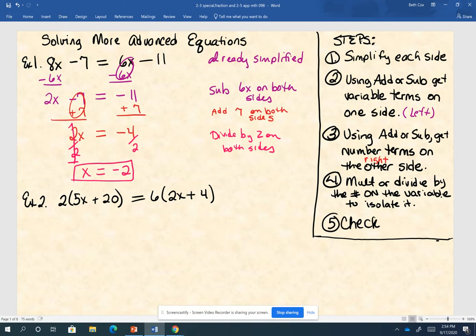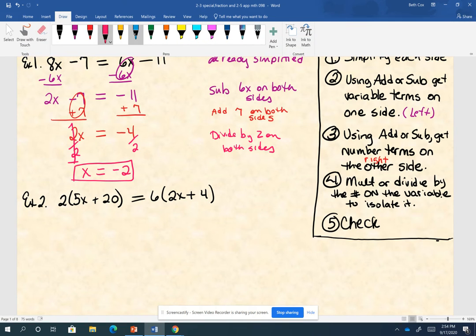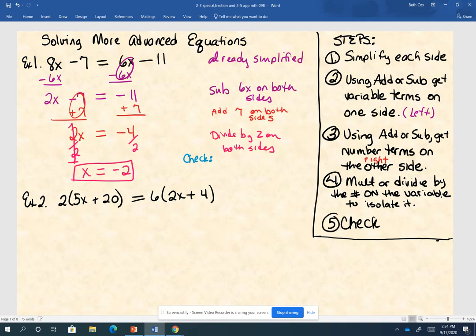Let's go ahead and check it. You don't have to check all your problems, but if I check it, I take negative 2 and put it in. So 8 times negative 2 minus 7. Is that really equal to 6 times negative 2 minus 11? So that's negative 16 minus 7, which is negative 23. And this is negative 12 minus 11, which is also negative 23. So it checks. So negative 2 is, in fact, my answer.